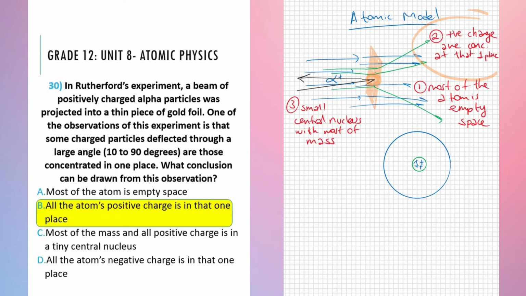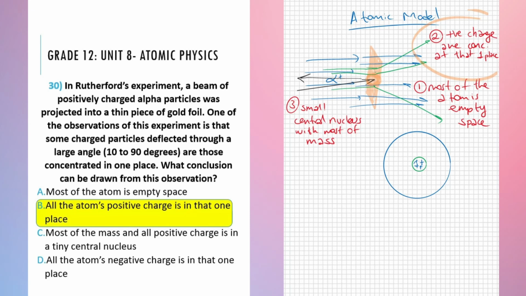If you look at choice C, most of the mass and all the positive charge is in a tiny central nucleus. That is true, but that was his third conclusion. So his third conclusion had to do with those alpha particles that bounced right back off with a very small angle of deflection.